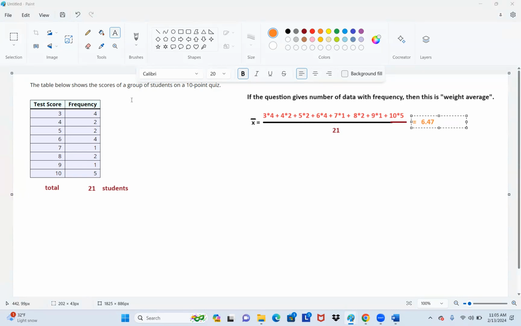How do we get 21? Because we have 4 people who scored 3 points on a test, 2 people who scored 4, 2 who scored 5, 4 who scored 6. So we just add them up. We add them up in the frequency column, and we're going to get the total number of people.